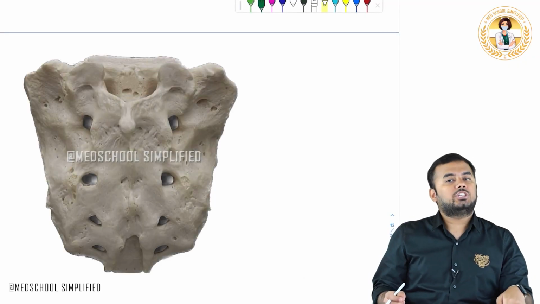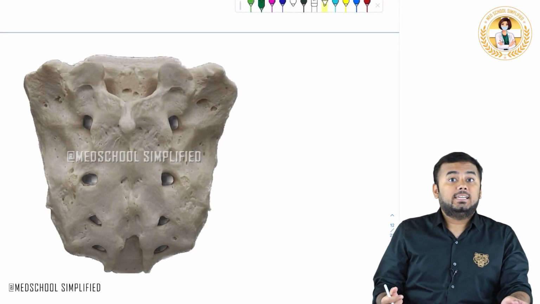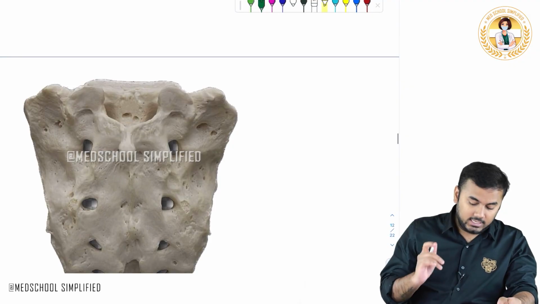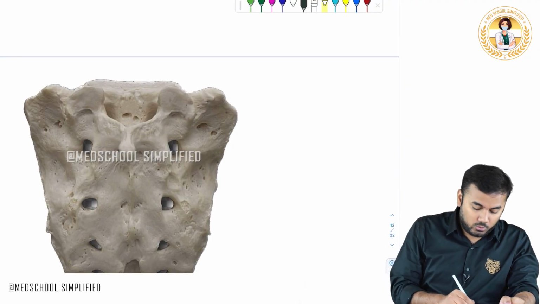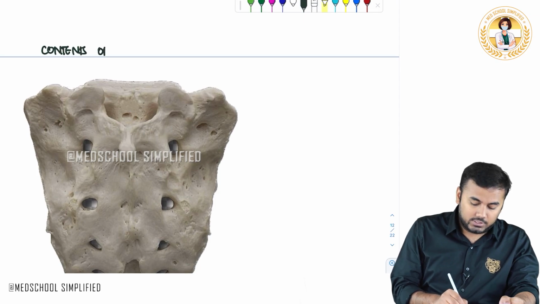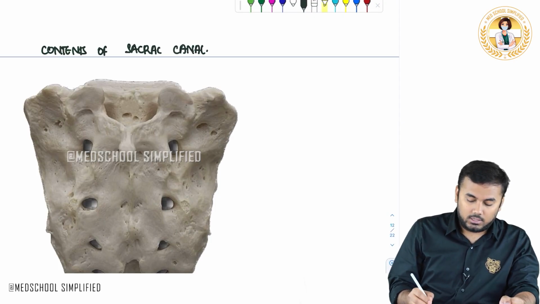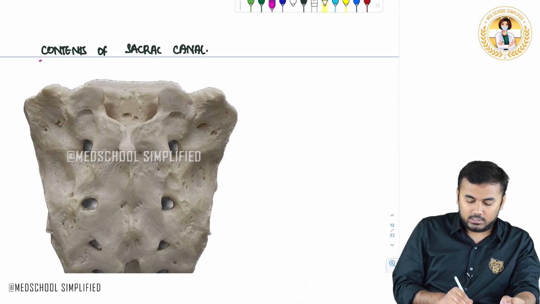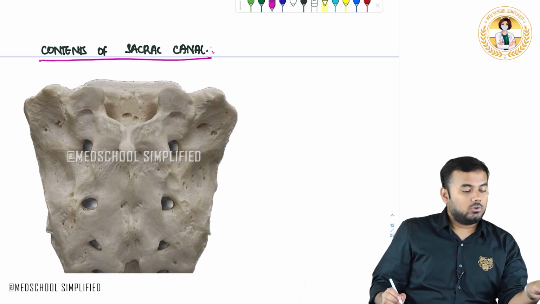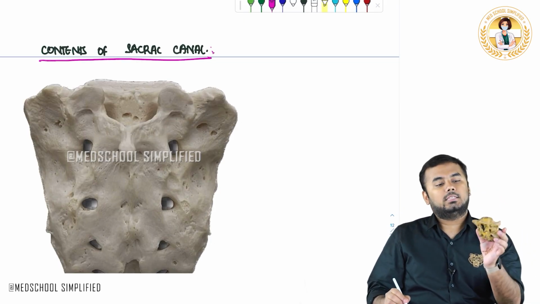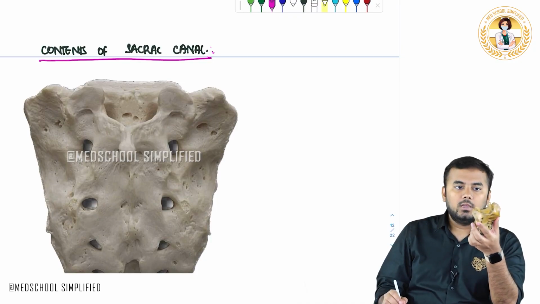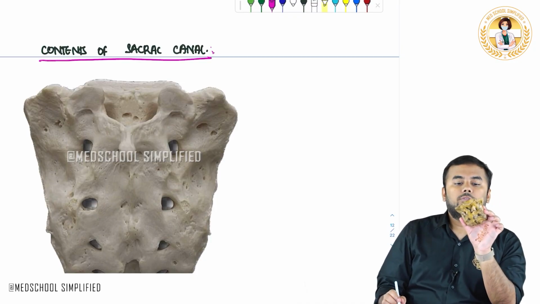Right guys, so now we shall be discussing the contents of the sacral canal. You can see this bone is your sacrum bone. Now we shall be discussing the contents of the sacral canal. All of you can see that this is the sacrum bone. Now in the sacrum bone, if you look onto the top like this, right?